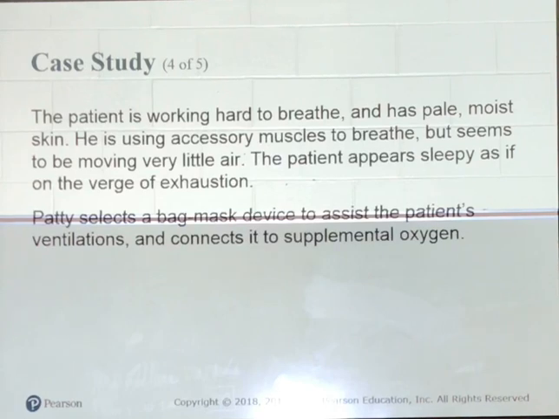All right, the patient is working hard to breathe, has pale, moist skin. He's not sounding real good right now, is he? He is using accessory muscles to breathe, but seems to be moving very little air. Man, the more we read, the worse it gets. The patient appears sleepy, as if on the verge of exhaustion. All right, Patty selects a bag valve device or mask to assist the patient's ventilation and connects it to supplemental oxygen.